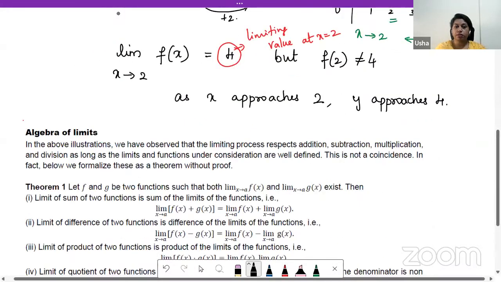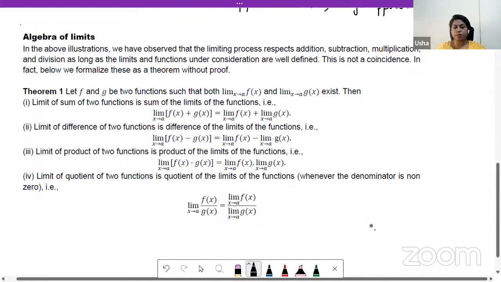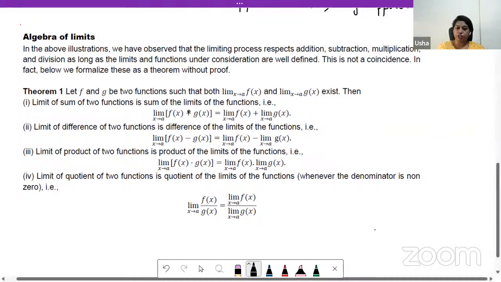So algebra of limits, this is basic properties using which you can simplify limits. If you have the limit of two functions added, the limit of the sum is the same as the sum of their limits. You can just individually apply the limits and then add. You don't have to add first and then find the limit. If you know the limits, apply them individually and simplify. Similarly for difference, same thing as for addition.